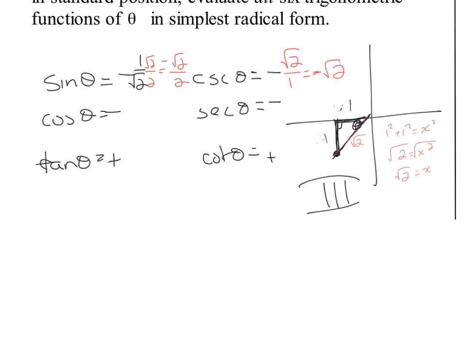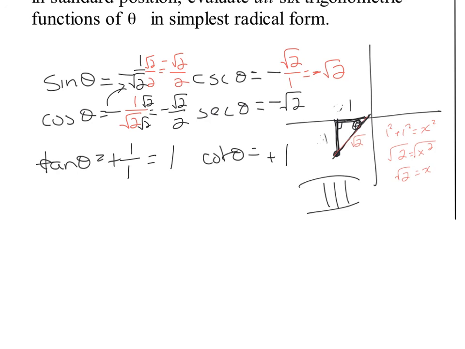Cosine, adjacent over hypotenuse. Rationalize, and you get the same thing that you did up here. So it's negative radical 2 over 2. Just rationalize. Okay, secant, you flip it, so it's negative radical 2 again. Tangent is opposite over adjacent, or 1, and so in cotangent you flip 1 and you're there.